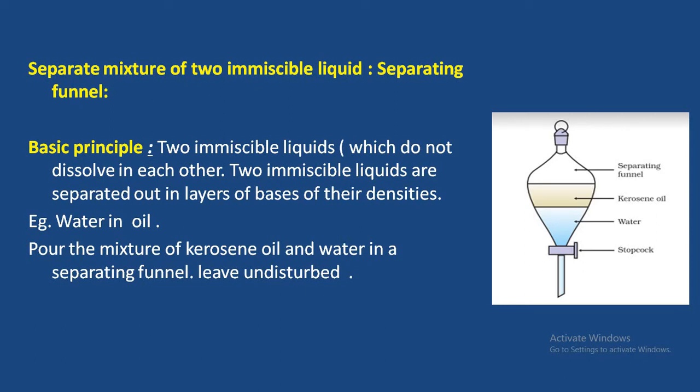Immiscible liquids are those liquids which cannot mix with each other, जो आपस में कभी नहीं मिलते हैं. If we mix them with each other, then a separate layer is visible to us, and the two liquids will be visible.